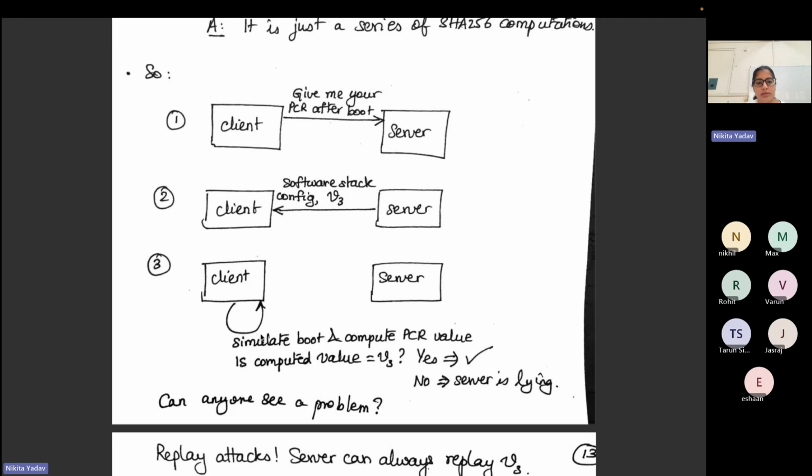The client is going to simulate the boot, compute the boot, and calculate the PCR. It will be computed by the TPM. It is going to get that computed value and compare it with the value which is sent by the server. So if the values match, that means the server indeed is using the same software stack. Otherwise, the server is lying.